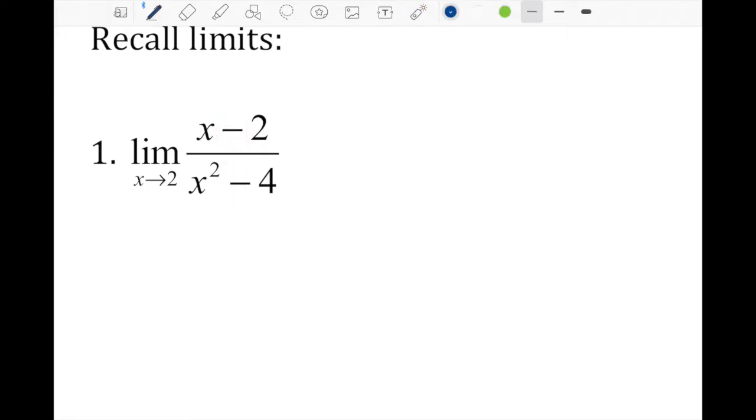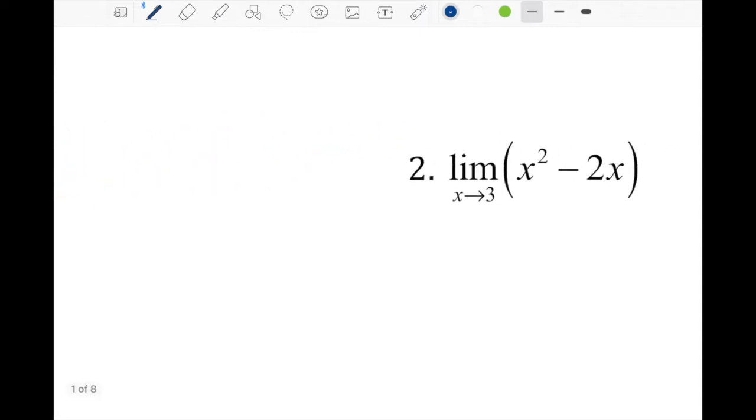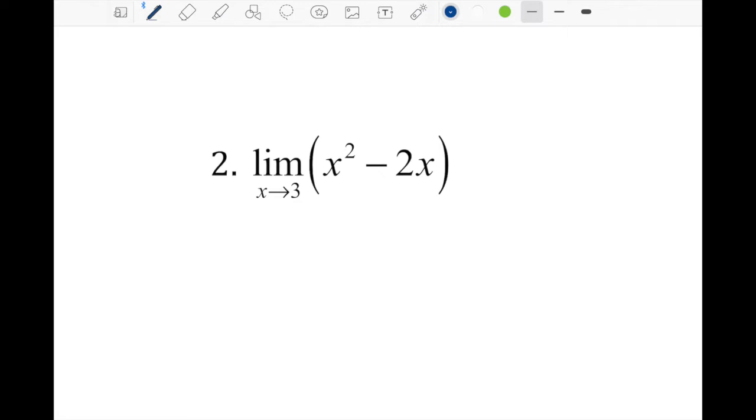Well, what we did before was we looked at how to factor this. We could rewrite this as the limit as x approaches 2 of x minus 2 over the factors of the denominator, which are x minus 2 and x plus 2. We've got a common factor that cancels out. We can say this is the limit as x approaches 2 of 1 over x plus 2, and that's going to give us 1 over 4. Limit solved.